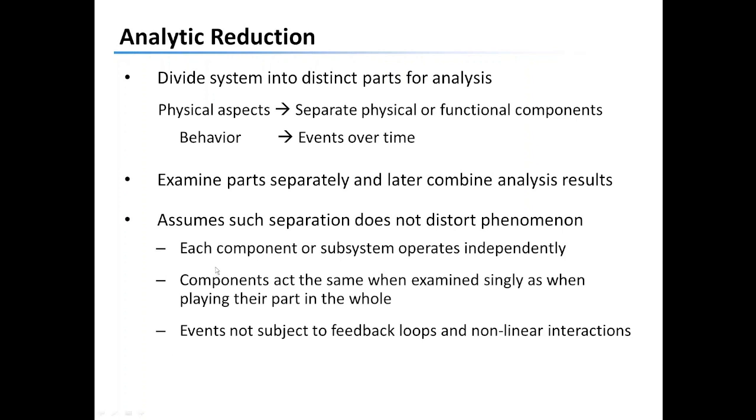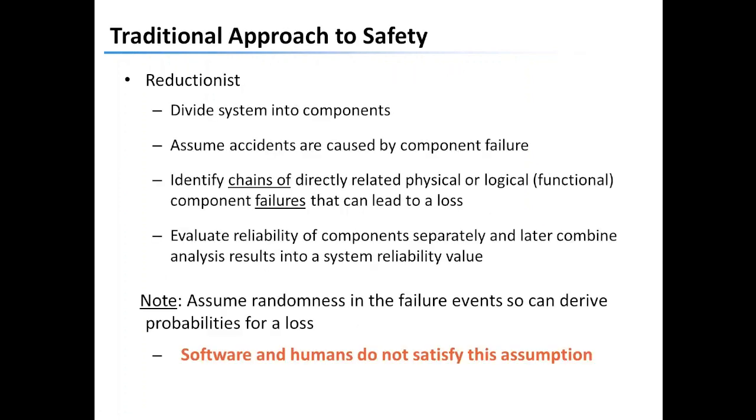These assumptions include things like each component or subsystem operates independently, that the components act the same when they're examined singly as when they're playing their part in the whole, and that the events aren't subject to feedback loops and nonlinear actions. These, as I said, in our complex systems we're building today are no longer true. But the traditional approach to safety is built on this, and that's surprising. That's the way we deal with most engineered, and have in the past dealt with most engineered systems.